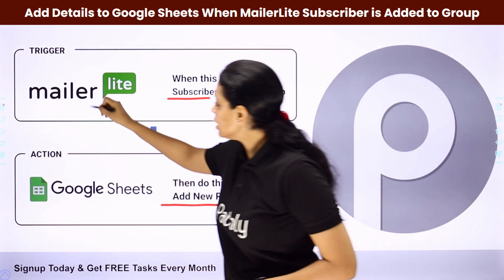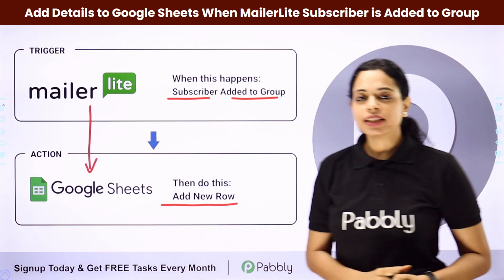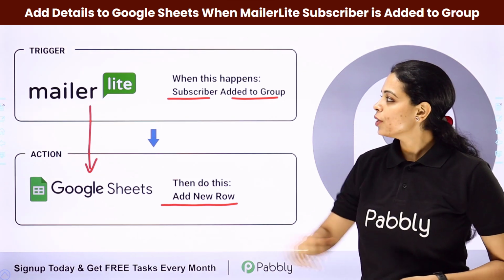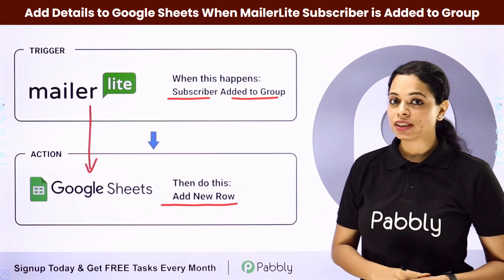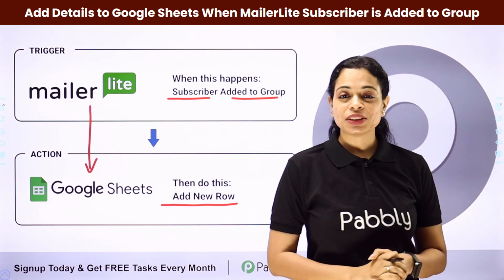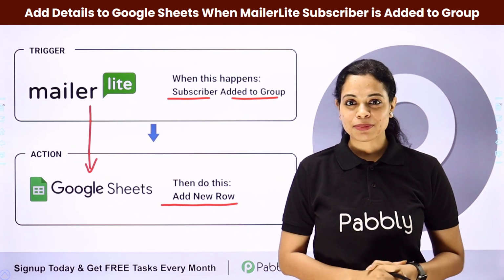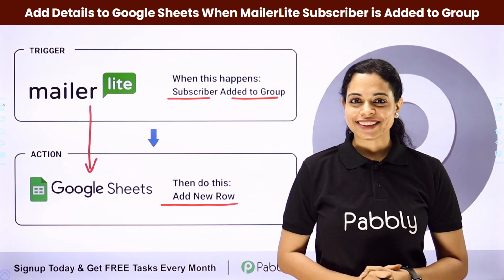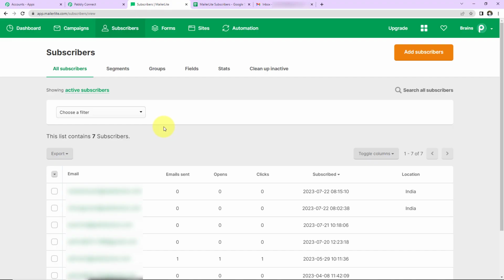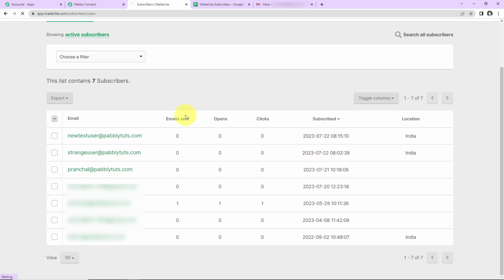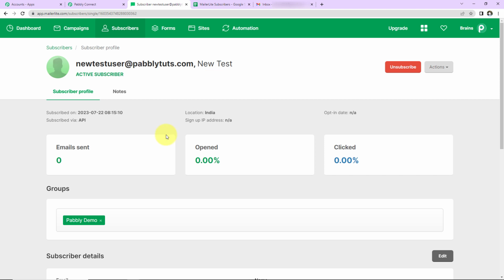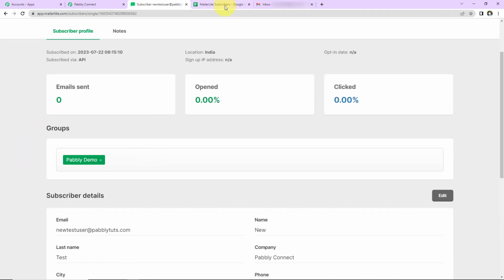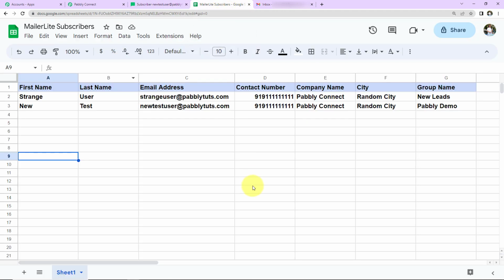For this we will have to integrate these two applications, and we can do that using Pabbly Connect. So here my trigger will be MailerLite and my action application will be Google Sheet. Now to understand how you can do this yourself, integrate and automate this entire process, let me take you to my screen. So here we are going to understand that every time there is a subscriber which is added to a particular group in MailerLite, like this particular user is added to this group, then automatically the information of the user along with the group will be added in your Google Sheet.